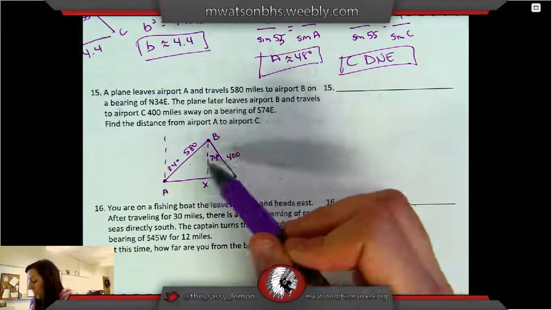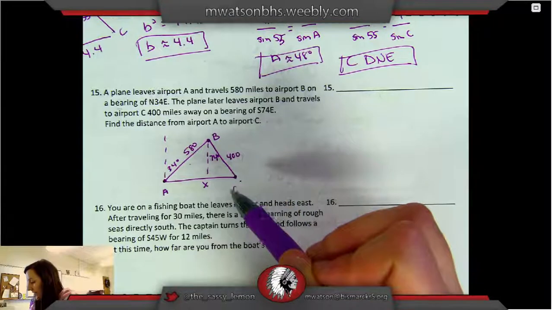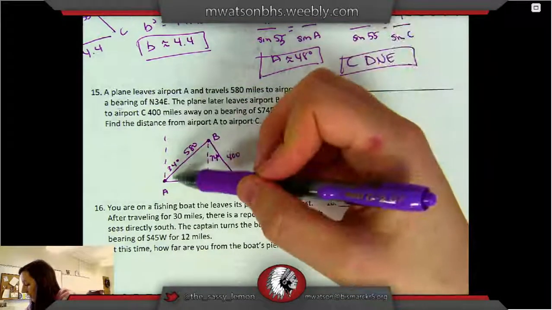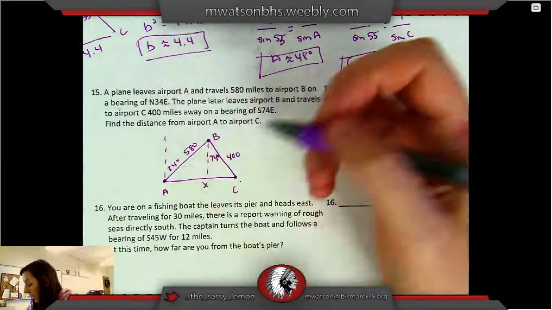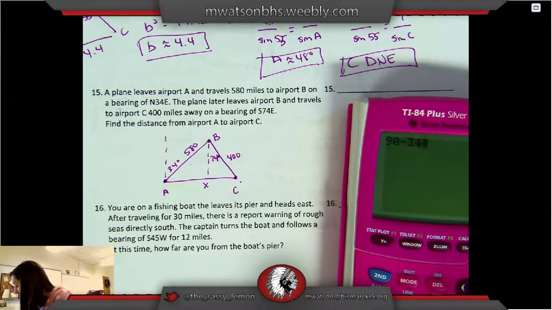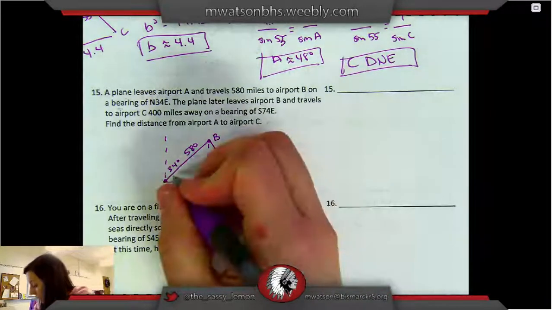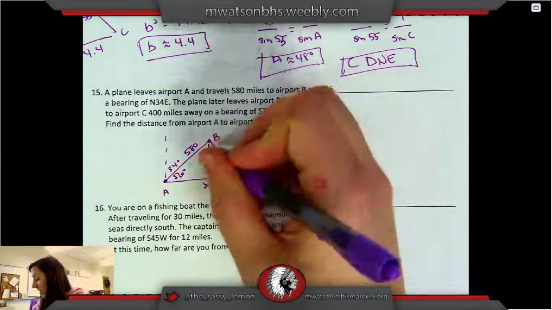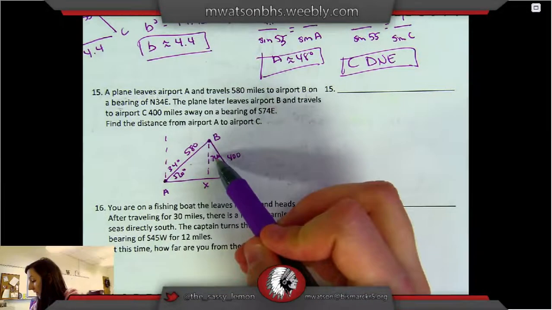So we're given these little bearings, and it looks like we can find angle A. Angle A is going to be 90 minus 34. It's 56. But we don't know how big angle B is. We only know a part of it, and we don't know angle C.